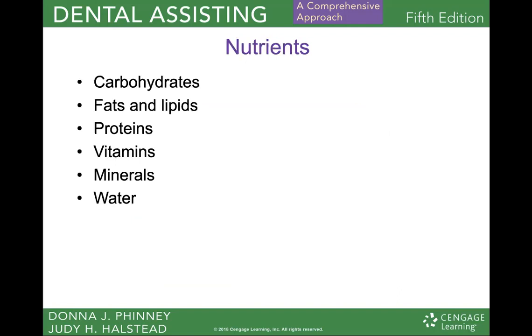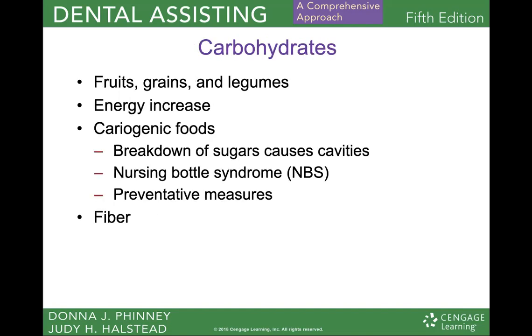Nutrients are defined as any chemical substance in the food that provides the body tissues and structures with the elements necessary for growth, maintenance, and repair. There are over 40 essential nutrients that the human body requires. They can be grouped into 6 broad classifications: carbohydrates, fats and lipids, proteins, vitamins, minerals, and water. Carbohydrates provide quick energy to the body.